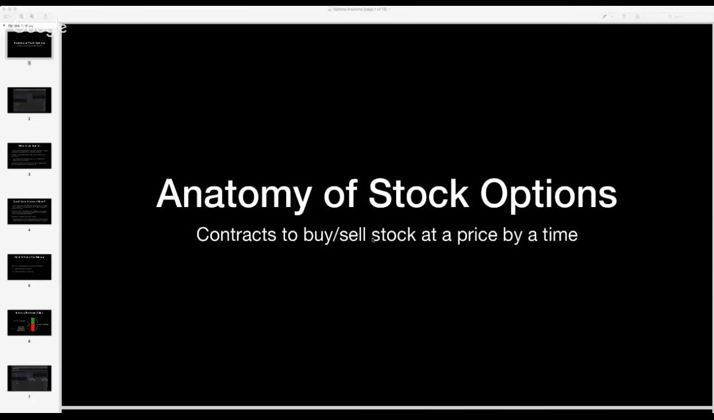Looks good. The anatomy of stock options: contracts to buy and sell stock at a price by a time. That's essentially what a stock option is. It is a legally binding contract, and it represents an underlying stock. That's a term of art that they use, the underlying. And that contract gives you the right to buy or sell, depending on whether it's a call or a put, a stock at a specific price, also called a strike price, by a certain time, also called the expiration.